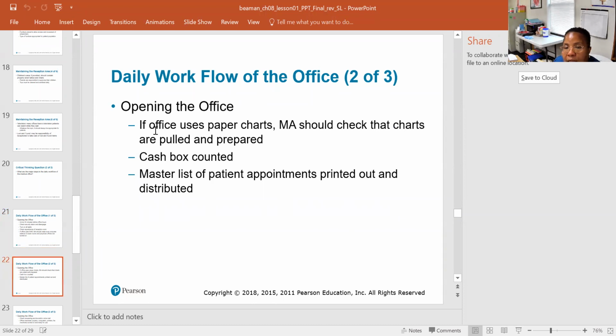Opening the office, if your office uses paper charts, the MA should check that the charts are pulled and prepared. That's what Sonia said. Cash box is to count it.